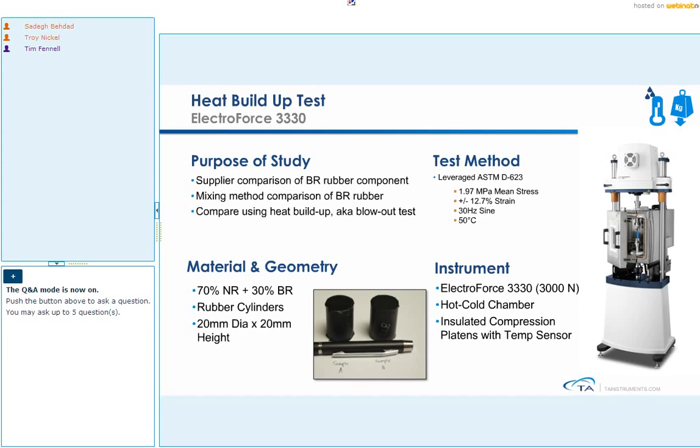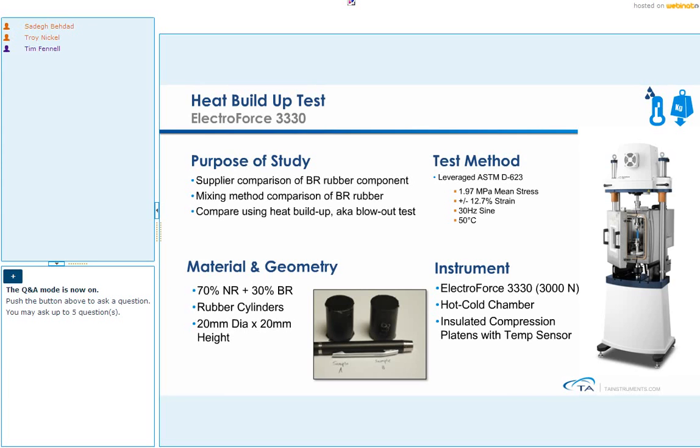So the goal of this study was to compare some suppliers of BR rubber, and also a comparison between two different mixing methods. One was the conventional mixing of master batches, adding fillers to master batches first, and then mixing everything in a Banbury together. And the other was a phase mixing method. We'll describe it a little bit more in the next few slides. And then we are going to look at the heat buildup or the blowout performance comparison.